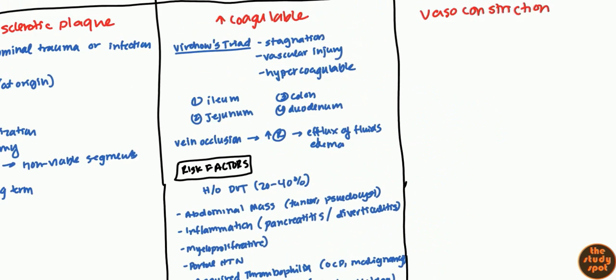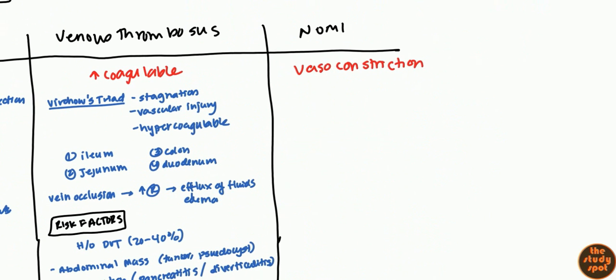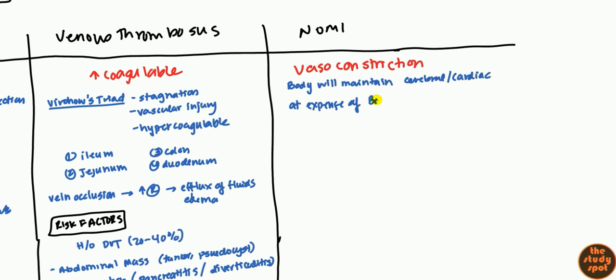So finally we go on to non-occlusive mesenteric ischemia. The first thing we need to think about is why this occurs. You have to remember that the body will always maintain the cerebral and cardiac blood flow at the expense of the bowel. It does this by vasoconstriction of the bowel vessels and vasodilation of the cerebral and cardiac vessels. This vasoconstriction of the bowel is caused primarily by vasopressin and angiotensin. So these are the two hormones which can cause this.